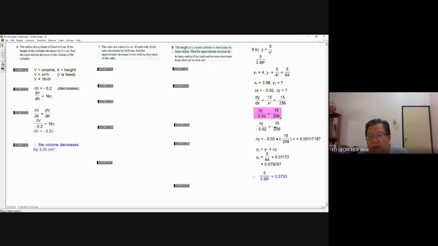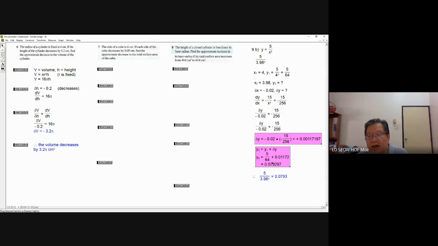Now, this dy dx is a negative number. Delta x is also a negative number. So when you bring over negative times negative, you have a positive number. Your delta y is a positive number. Our aim is to find y2. So y2 is y1 plus delta y. So y1 and delta y, add together, this is my y2.